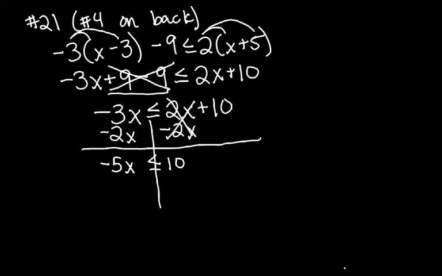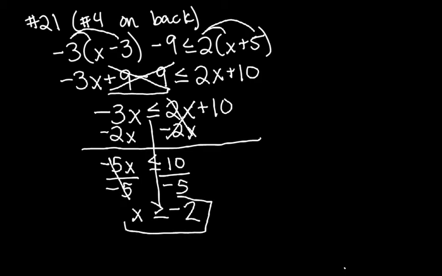Now, to get x by itself, I have to divide by negative 5. This should be a flag going off in your head because whenever you multiply or divide by a negative, the symbol of the inequality needs to switch. So this symbol needs to flip over. X is greater than or equal to negative 2. So this is the correct answer.